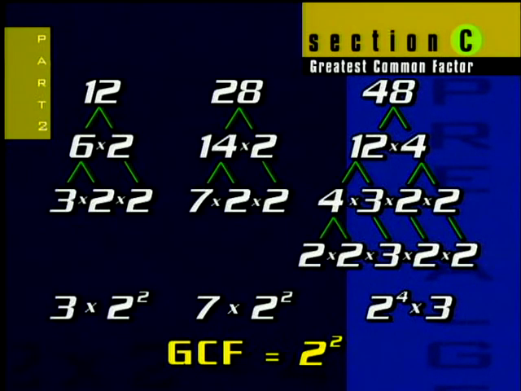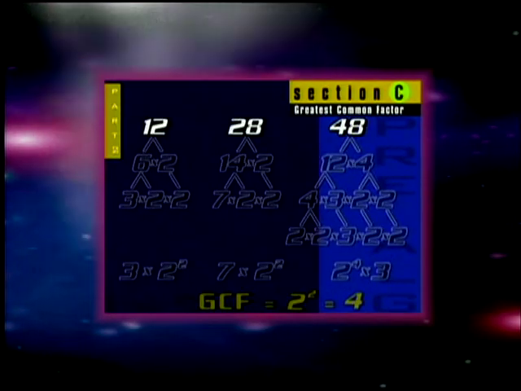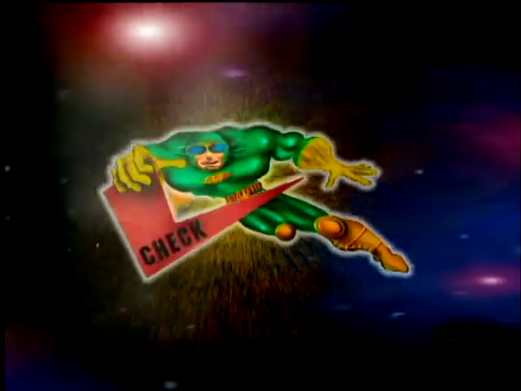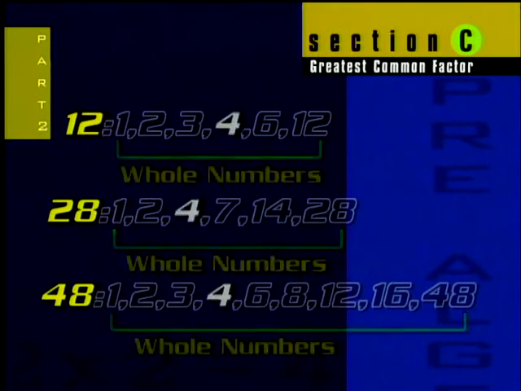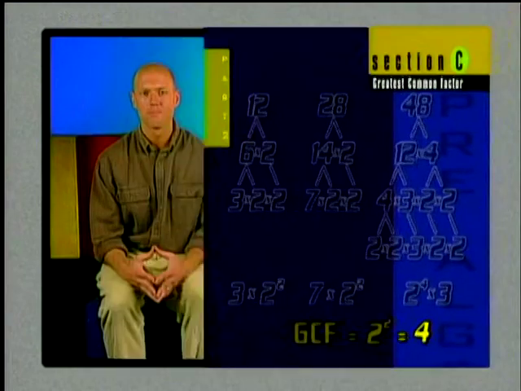So our GCF, 2 squared, equals 4 when we multiply it out. 4 is the greatest common factor of 12, 28, and 48 when we express the GCF in whole numbers. A great way to check our work is to list the factors like we did in the first method and see if we got the same answer. See how when we list out the factors in whole numbers, 4 is the GCF. That means we did our factoring correctly.